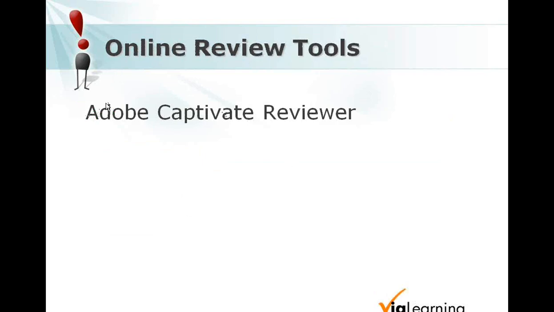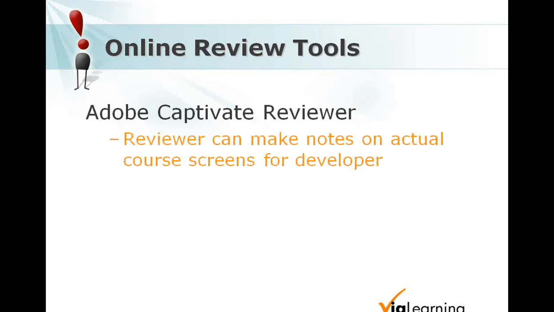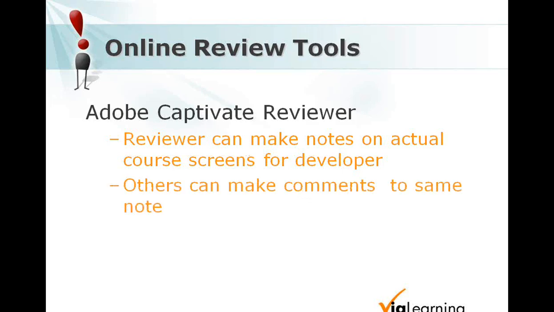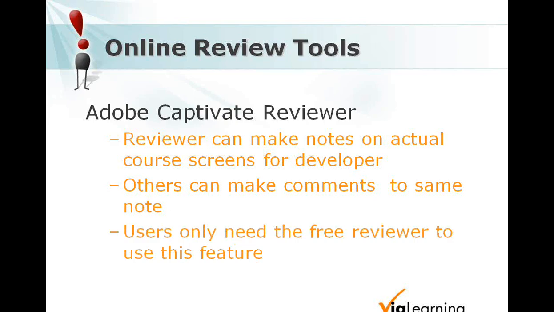And one feature in Captivate, which is not a new feature, but it is a really good time saver, is online review tools. So the Captivate Reviewer allows your reviewers to take notes and place notes on the actual course screens that they want to make a change to, so that the developer or person making the changes can easily see exactly what screen they're referring to. And then other reviewers can make a note on that same screen and either agree with it, disagree with it, or make their own commentary about it. And then everybody can see it, and you can know exactly what needs to happen.